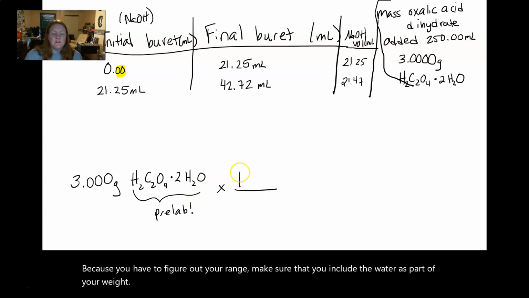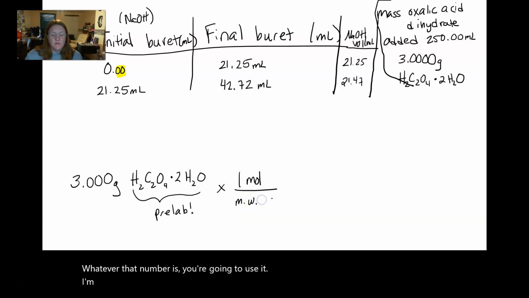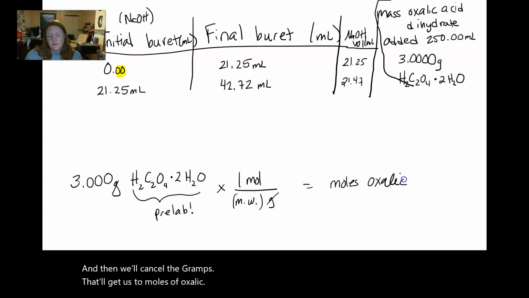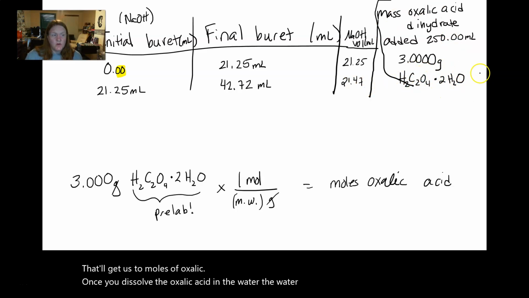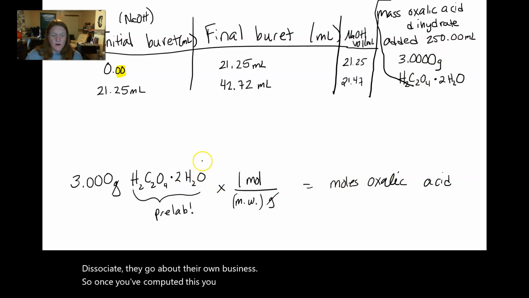Whatever that number is, you're going to use it. I'm just going to abbreviate. The molecular weight goes on the bottom, and then we'll cancel the grams. That'll get us to moles of oxalic. Once you dissolve the oxalic acid in the water, the water molecules stuck to it dissociate. They go about their own business. So once you've computed this, you no longer need to include the hydrate anymore.